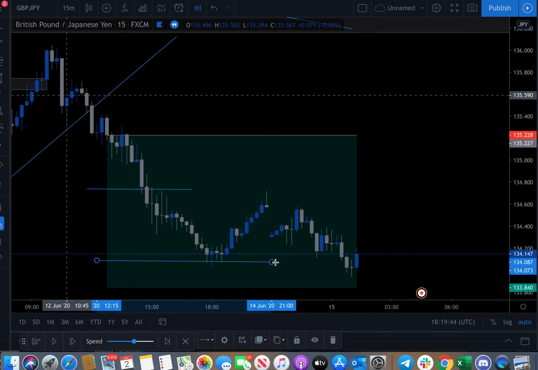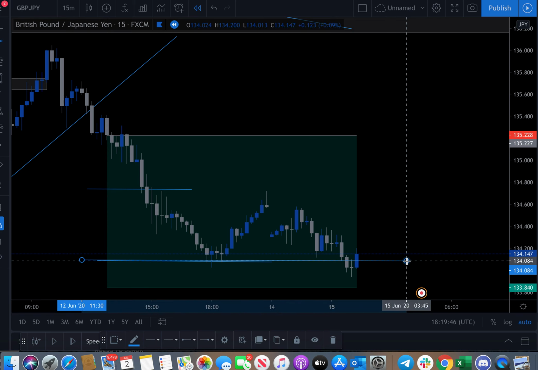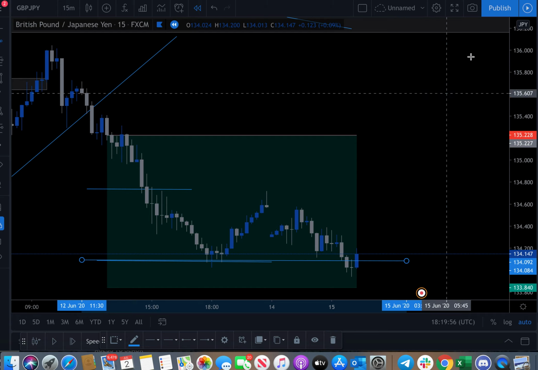Okay, so that's pretty much TP hit. That's how you use the higher time frames in confluence to your smaller time frames. Make sure your smaller time frames line up with your higher time frames and that your structure is the same on both. Thank you.